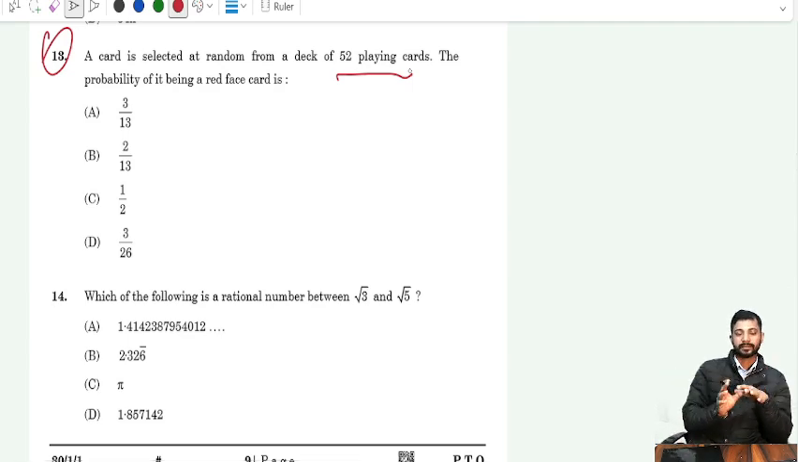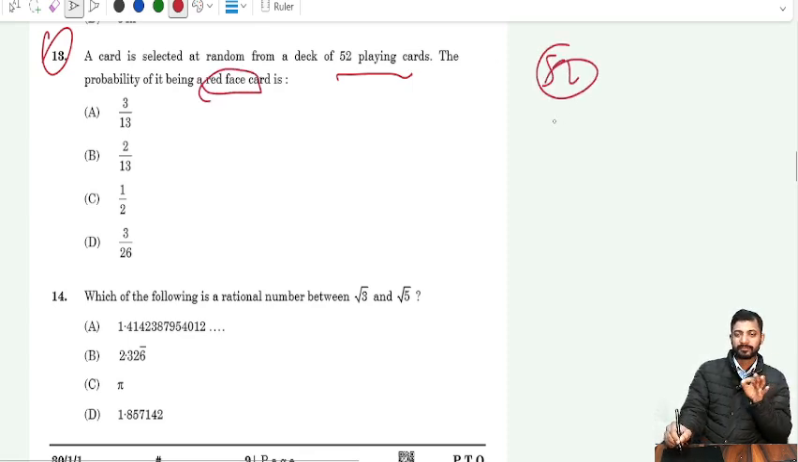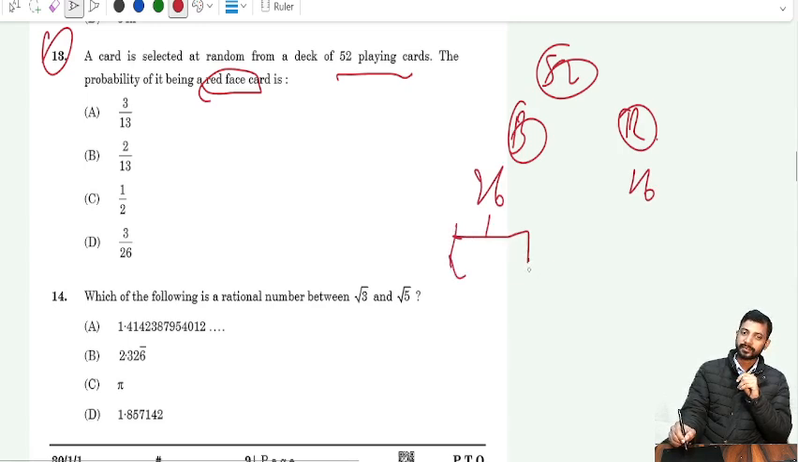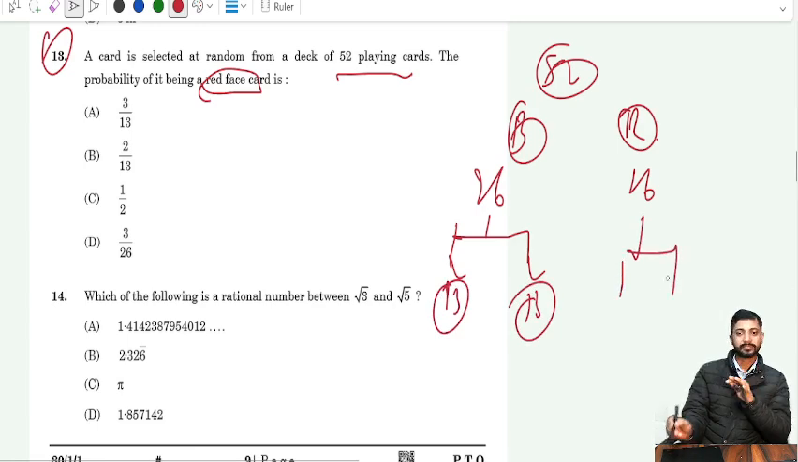Obviously, in a playing card deck there are 52 cards, and here you are asked about red face cards. If 52 are divided into two equal parts, reds and black, this gives you 26 and 26. So 26 red, 26 black, and red and black are each separated into two different types. One type has 13 cards, another also has 13 cards, and so on.